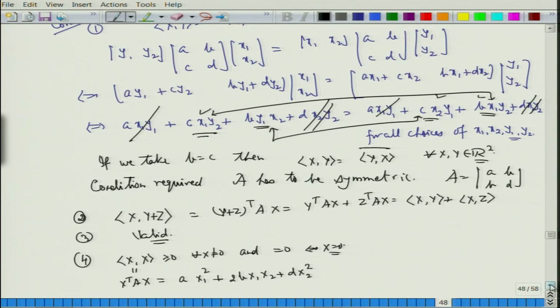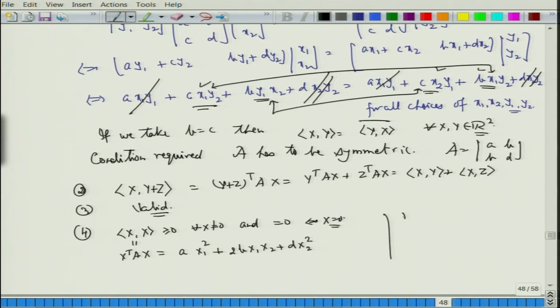So if x2 is 0 and x1 is not 0, this part will be 0, this part will be 0. You will be left only with a x1 square. You want this to be greater than 0 for every x which is non-zero, and therefore a has to be positive. So this gives me a condition that a has to be positive. Similarly, if I take x1 to be 0 and x2 to be non-zero, it will imply that d has to be positive. So the diagonal entries are positive.